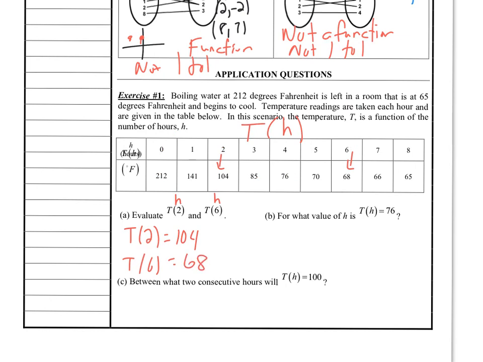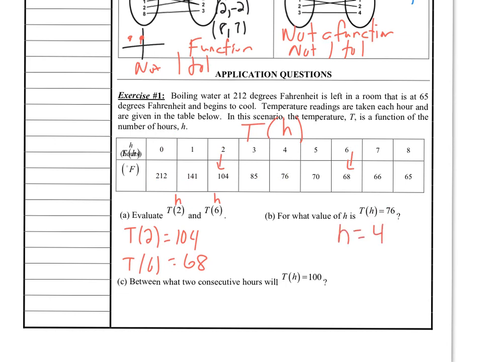The next question, the fun Regents question that totally messes with you, says, for what value of H is T of H 76? So now they're saying, hey, we know that the temperature is going to be 76, kind of like it was 68, 104 here. The temperature is going to be 76. Now work backwards to figure out how many hours it was later. So we find out where the temperature is 76. We realize it happens after 4 hours. So we can say at H equals 4.